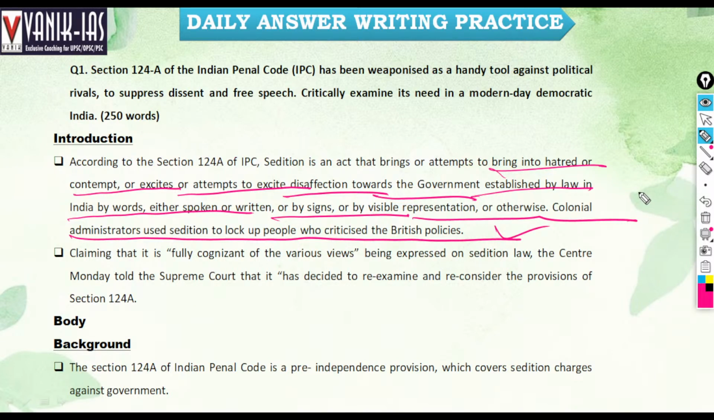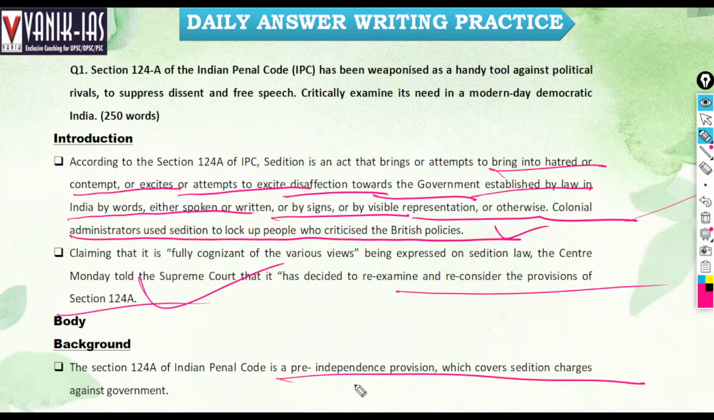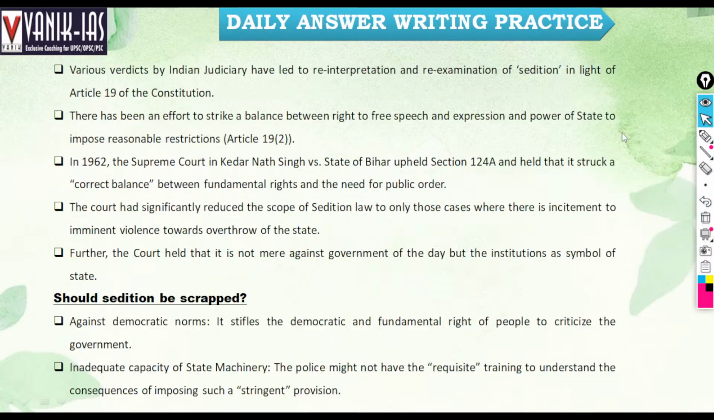Claiming that it is fully cognizant of various views being expressed on the sedition law, the Centre told the Supreme Court on Monday that it has decided to re-examine and reconsider the provisions of Section 124A. Section 124A of the Indian Penal Code is a pre-independence provision which covers sedition charges against the government, that is, if you are planning to destabilize the government. Various judgments by the Indian judiciary have led to a re-examination of sedition in light of Article 19 of the Constitution.